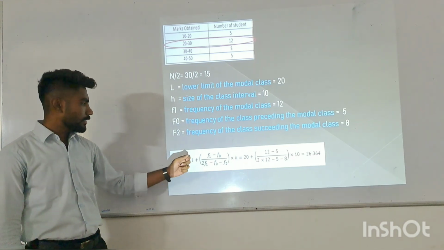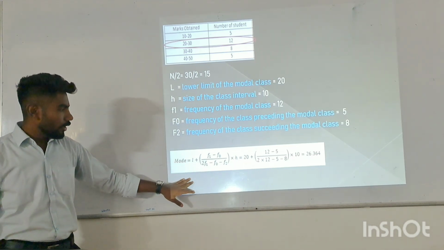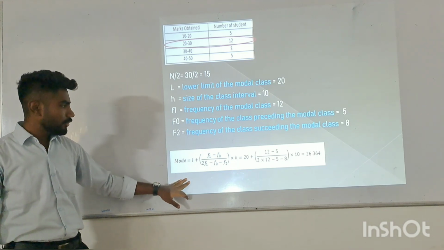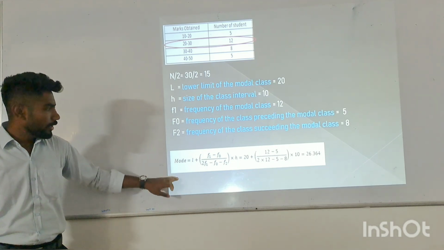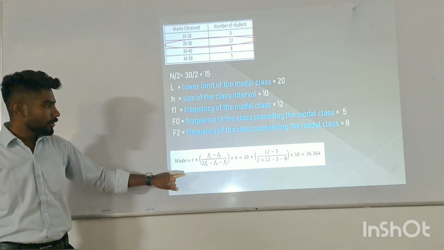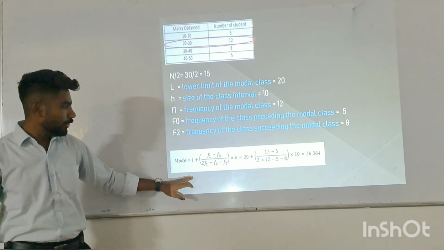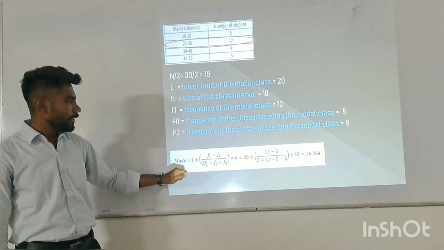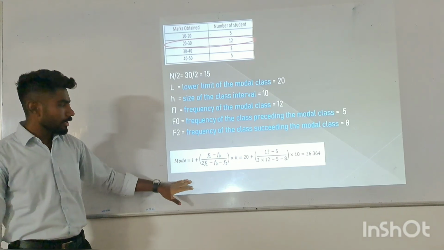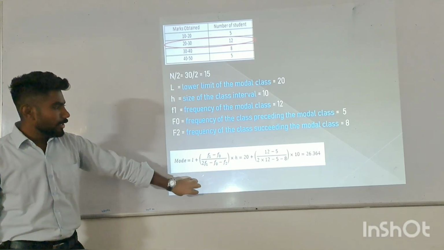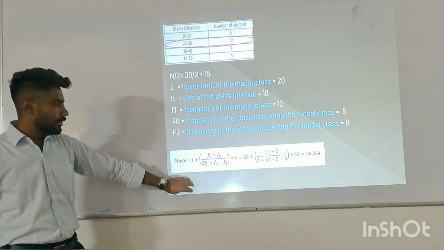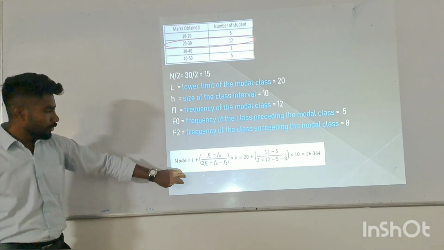Mode is equal to L plus (F1 minus F0) divided by (2 F1 minus F0 minus F2), into H, which is equal to 20 plus (12 minus 5) divided by (2 into 12 minus 5 minus 8), into 10. After calculating with this method, the answer will be 26.364, which is known as the mode.